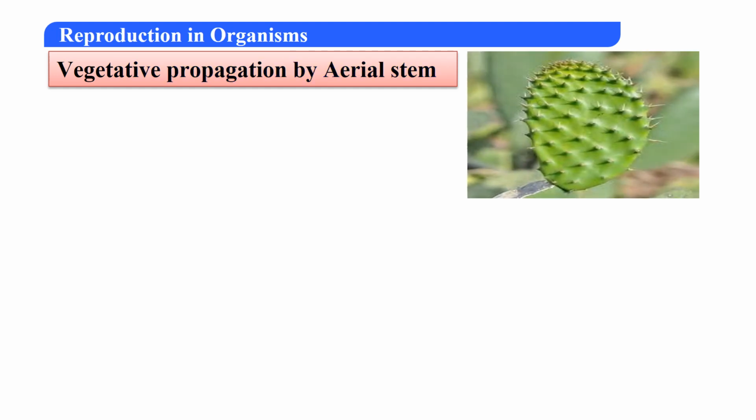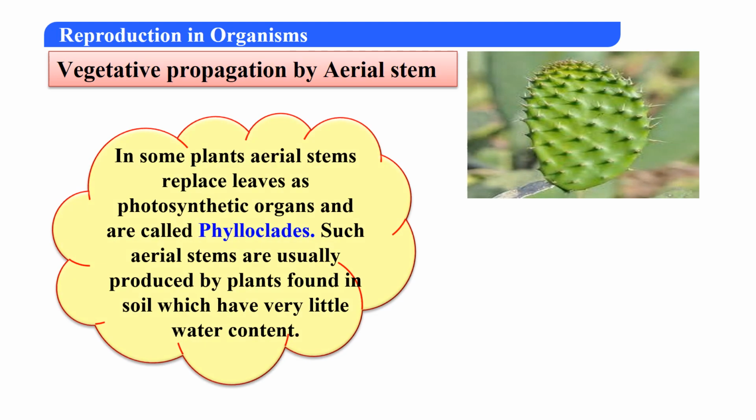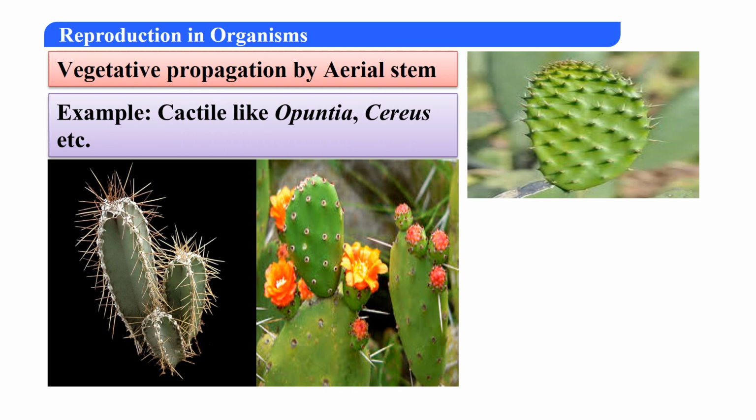Vegetative propagation by aerial stem. In some plants, the aerial stem replaces leaves as the photosynthetic organ and is called phylloclade. Such aerial stems are usually produced by plants found in soil which has very little water content. Example, cacti like Opuntia, etc.